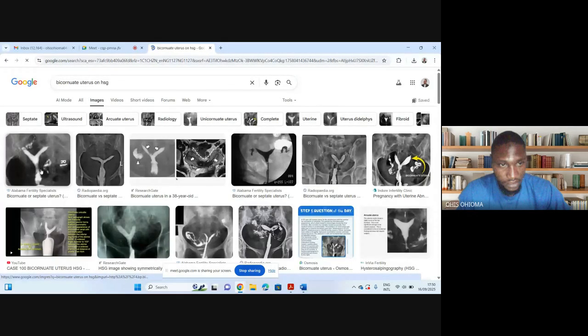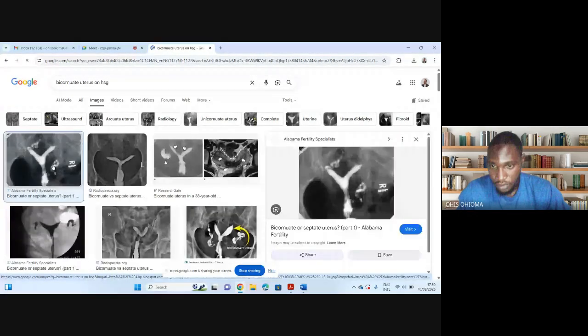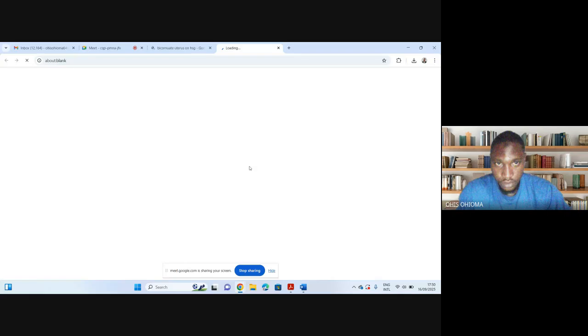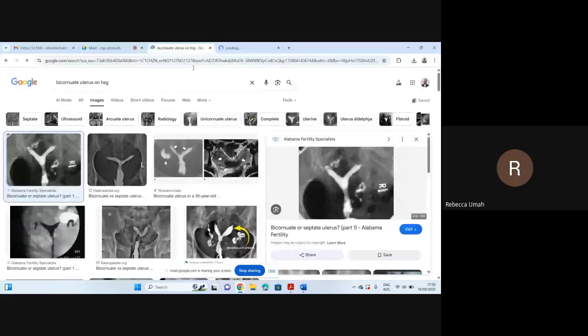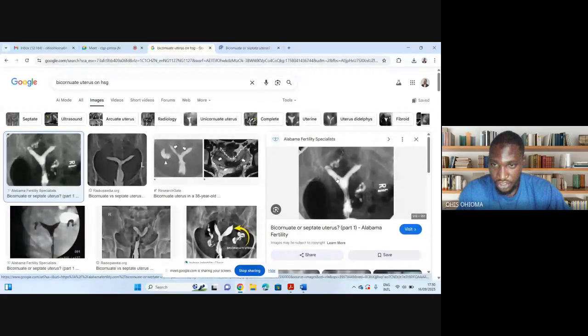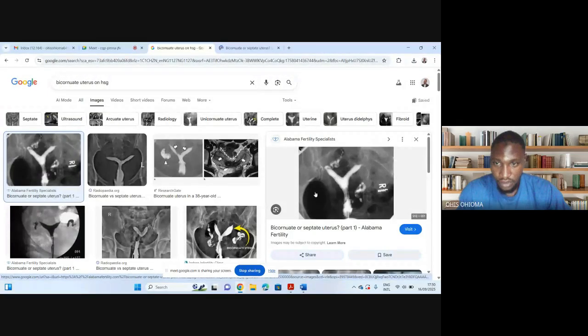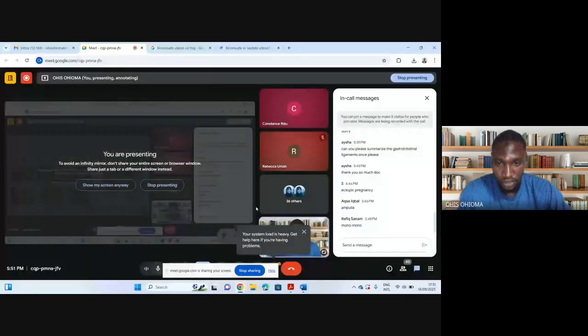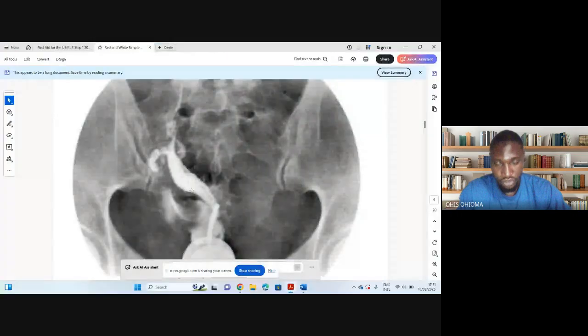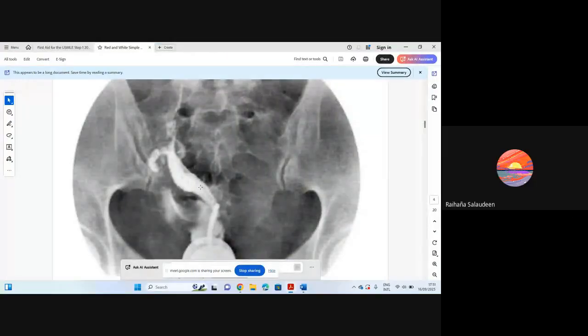Can you guys see these images? Yes. So you can see it's different from the one I showed you guys. You can see that it's different from this one that I showed you guys, right? This one is unique. Yes, it's unique.